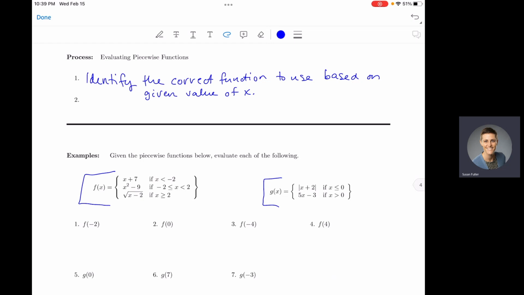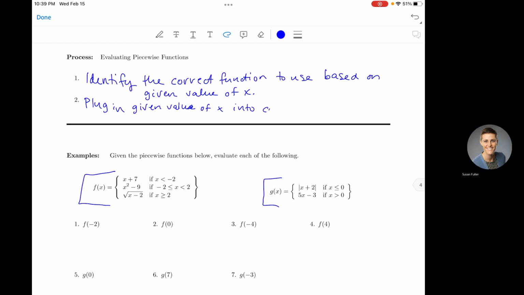And then once you've identified the correct function to use, the second thing you're going to do is plug in the given value of x into the correct function.